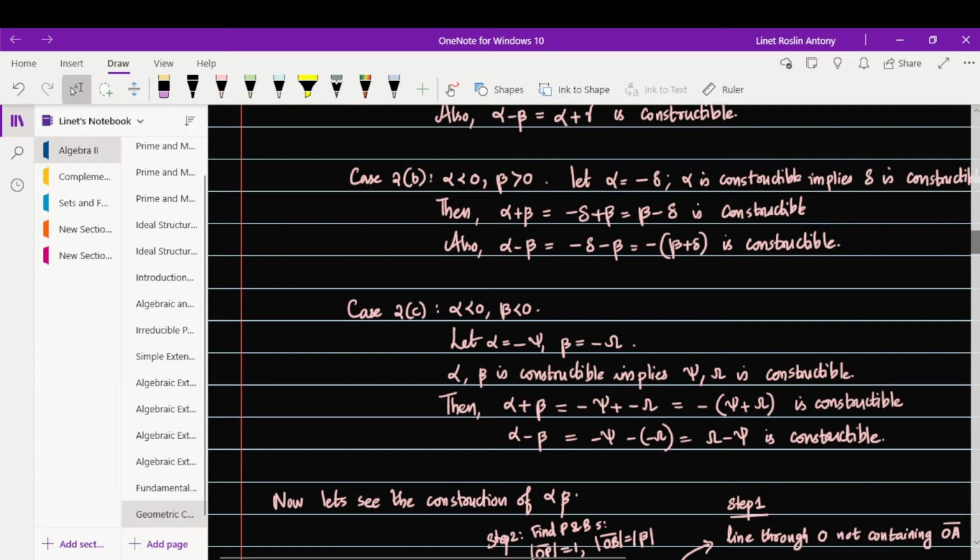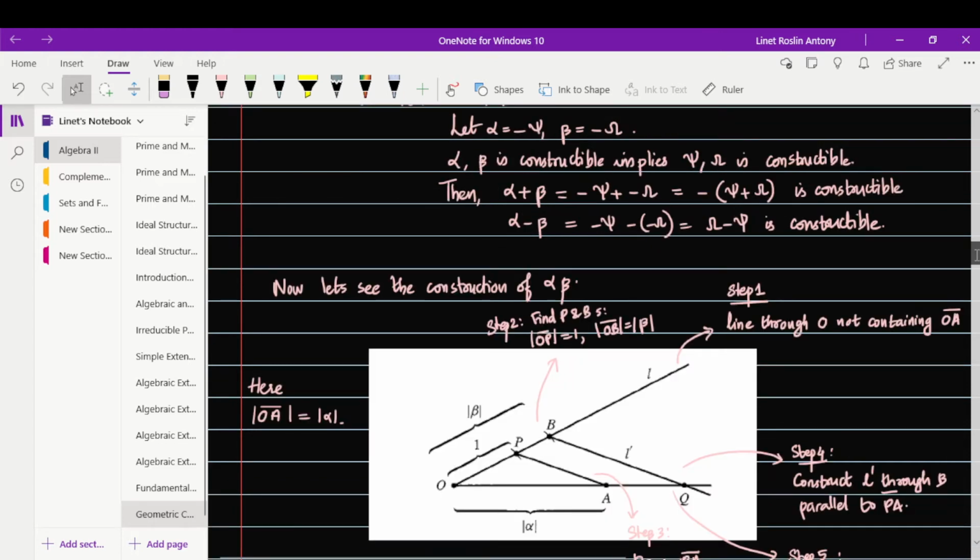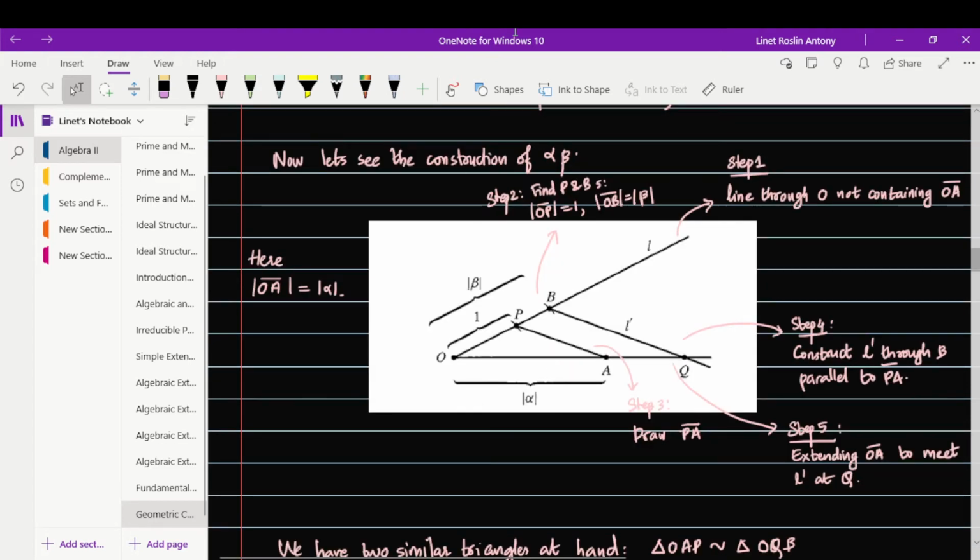So we are now finished with the adding and subtracting. Now let's move on to the construction of the product. We have to show that alpha beta is constructible. For that, consider this figure. We will give the steps you have to follow. First, draw a line segment OA bar having alpha as the length, or you can say that modulus of OA bar is equal to modulus of alpha.